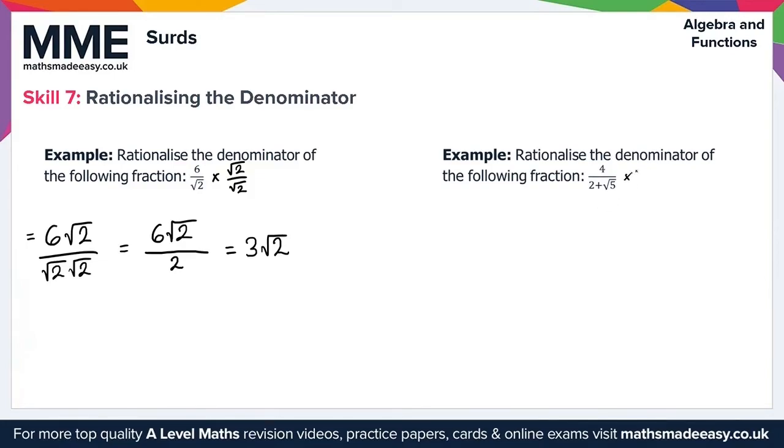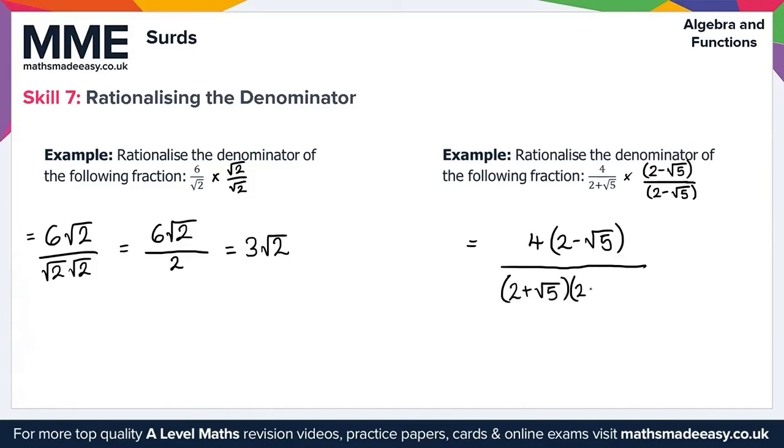So I'm going to times top and bottom here by 2 minus the square root of 5. And again, 2 minus root 5 there. Okay, so at this point now it's just a matter of expanding. So what I get here is 4 lots of 2 minus root 5, and this is all over 2 plus root 5 times 2 minus root 5. Okay, so my numerator here, that would give us 4 times 2, which is 8, and 4 times minus root 5 will give us minus 4 root 5 there. Okay, so that's the numerator simplified.